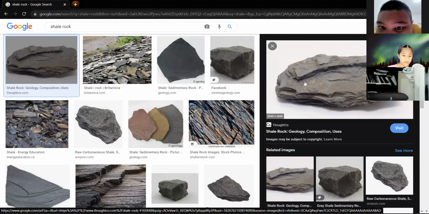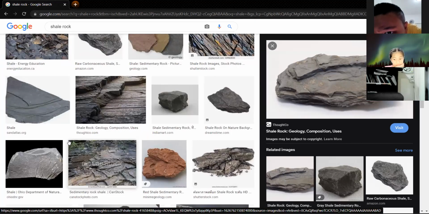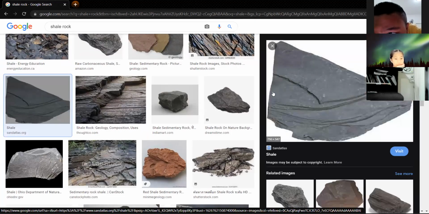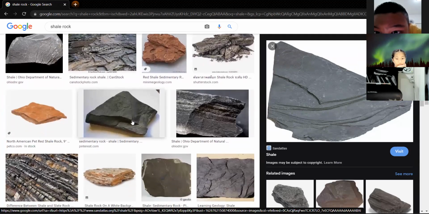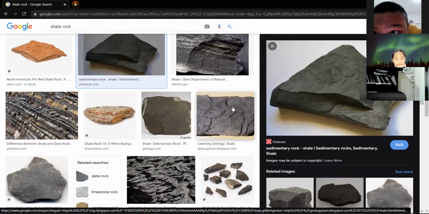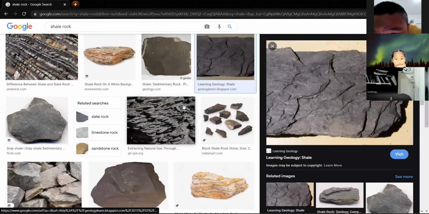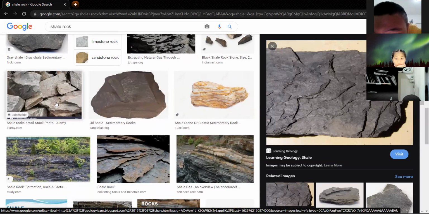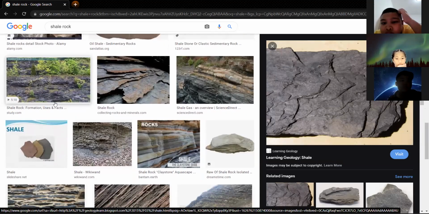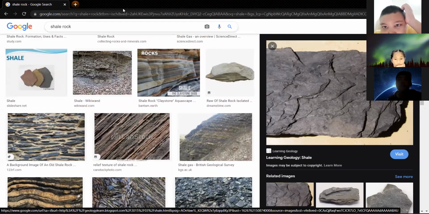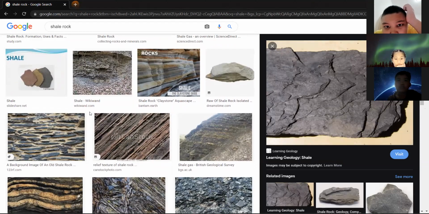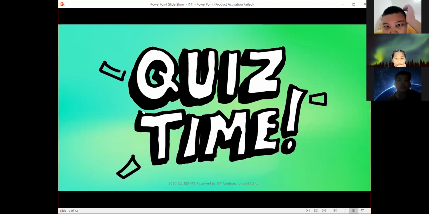Look at this. You can see that there are layers, right? If you throw this rock on the ground, it will be split easily. It's like there are sheets of rocks put together like that. So you can split this rock easily. If you can find a rock like this, it means it is slate or shale. Sorry, this is shale. Okay, so that is it for our vocabulary words. I think we're done, so we'll proceed now to our quiz time.